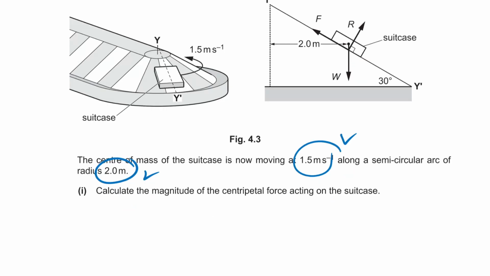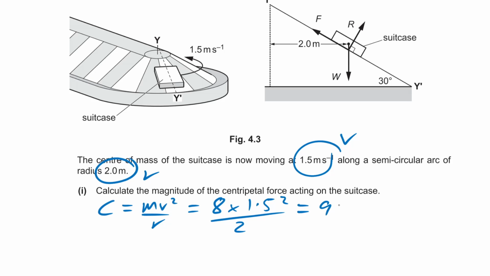Okay, so we've been given v now, so therefore we know centripetal force. Tell you what, shall I call that C instead, because we've already got an F, is equal to mv squared over r. So that's our 8 times 1.5 squared divided by 2. So in other words, 4 times 1.5 squared, and that gives us 9 newtons.